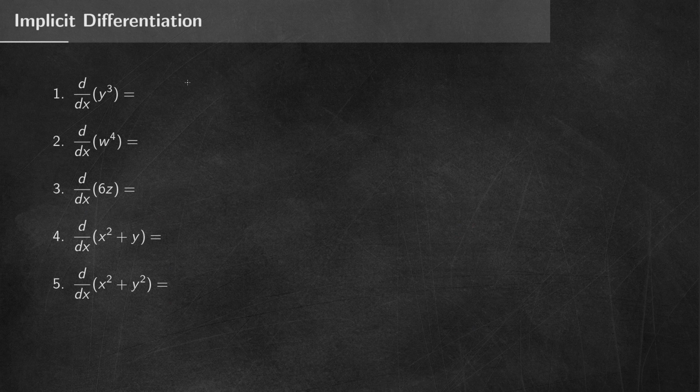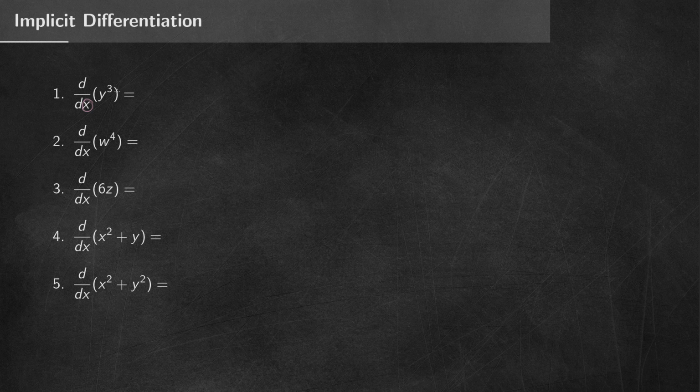Let's practice this some more. So suppose we want to find the derivative of y cubed with respect to x. Here x is the independent variable, but I'm trying to find the derivative of y cubed. That's the wrong variable. If I were taking the derivative of x cubed with respect to x, then my answer would just be 3x squared. But y cubed, y is the wrong variable. It doesn't match my independent variable. So we need to compensate for this using the chain rule.